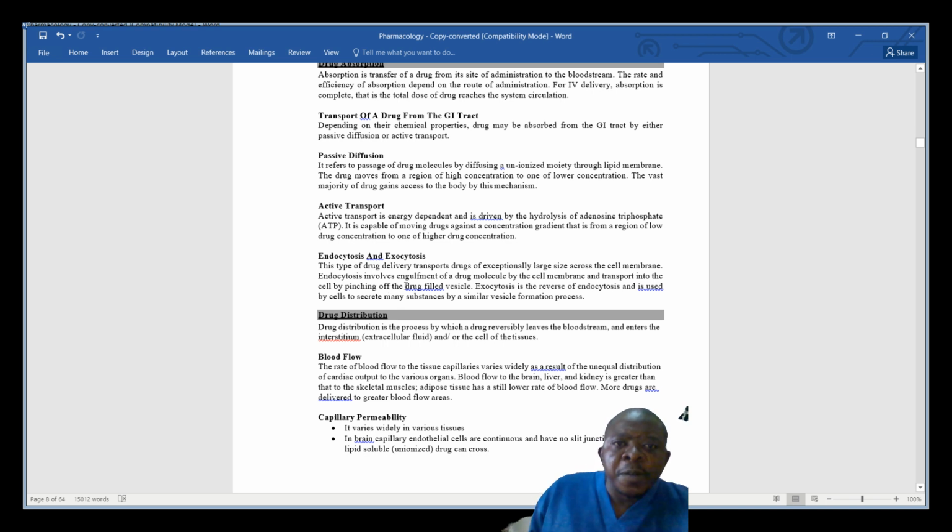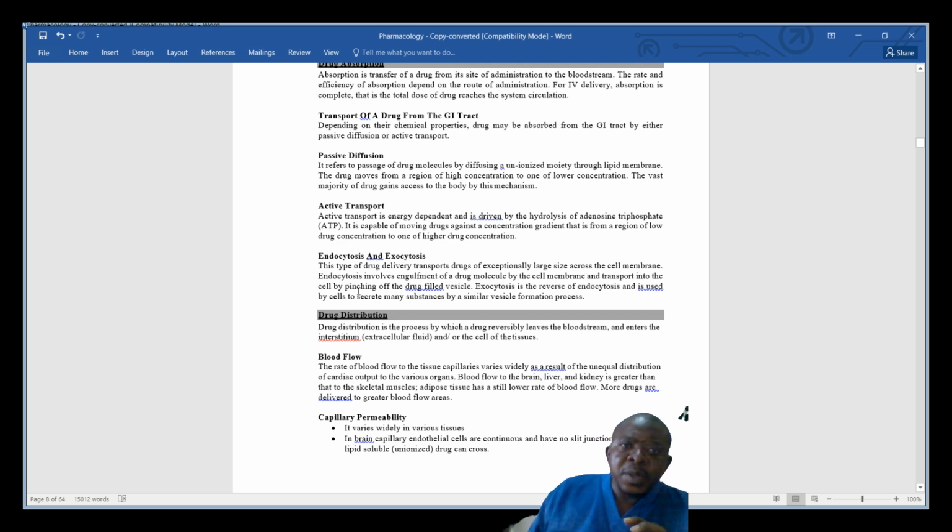Endocytosis involves engulfing of a drug molecule by the cell membrane and transport into the cell by pinching off the drug-filled vesicle. So the cell invaginates, takes the drug, and then the drug is taken up by the cell. The cell opens up so that it can engulf the drug, puts it in a vacuole, and then starts using the drug. So this type of drug delivery transports drugs of exceptionally large size across the cell membrane.